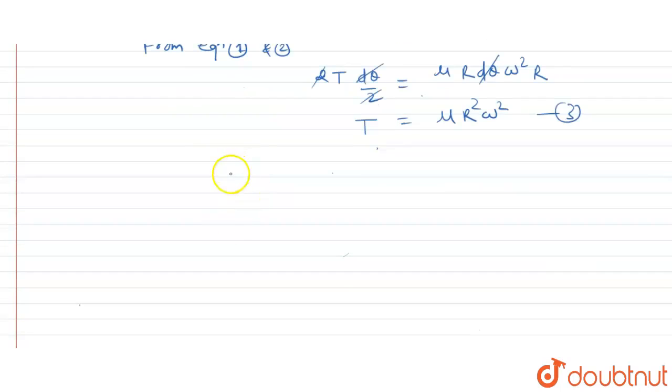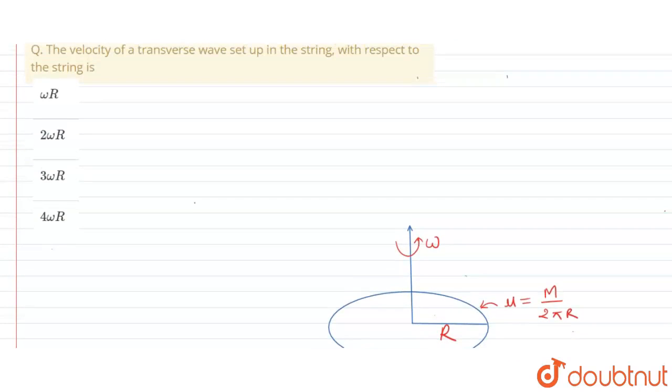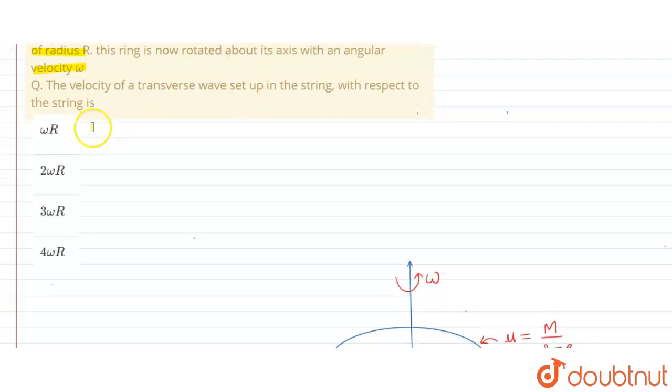Now finally, the transverse wave velocity in the string can be written as v_t equals root of T by mu. So the velocity in the string is root of mu r square omega square by mu, and this mu will get cancelled out. So finally we have v_t equals r omega. This is our final answer that we had to calculate. If we look at the options, option number first will be the correct answer of this given problem.